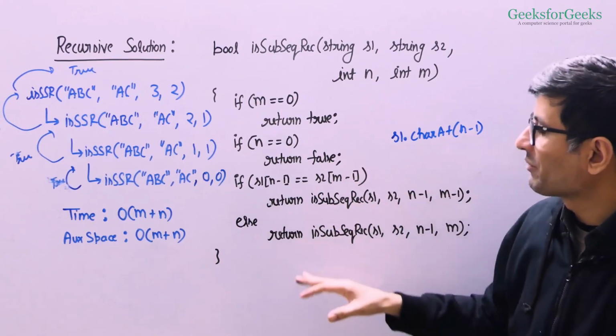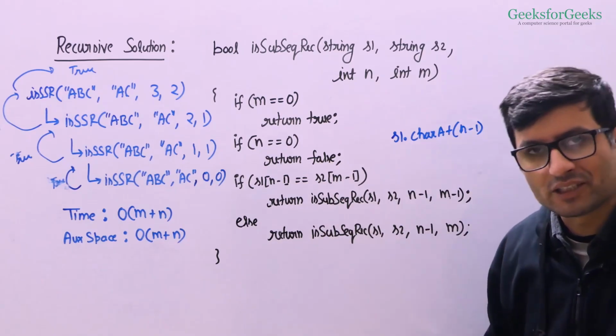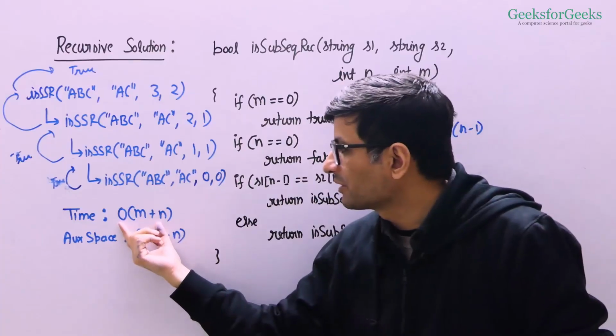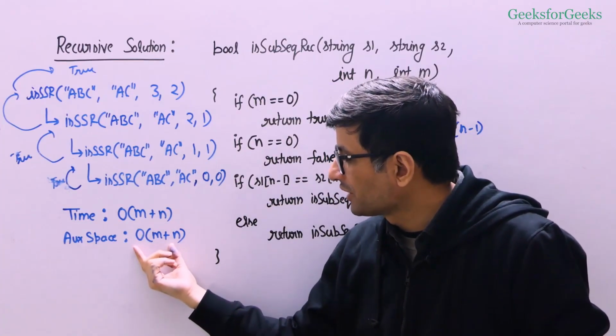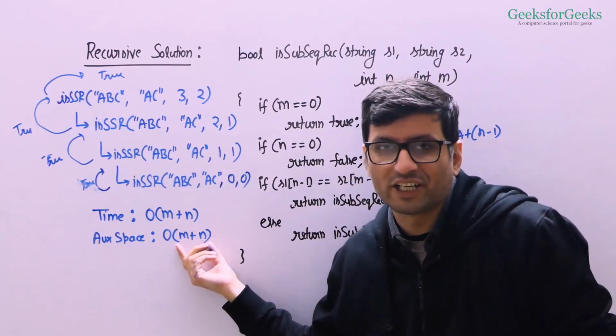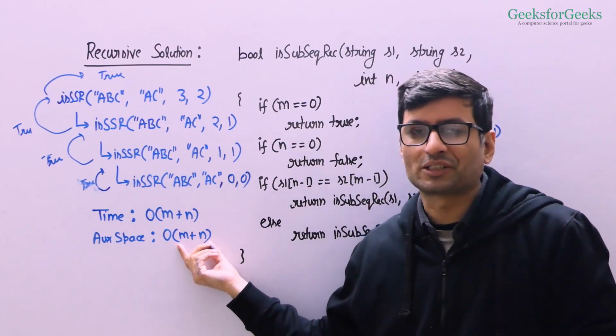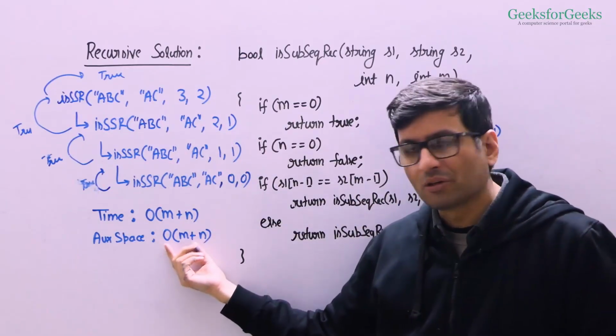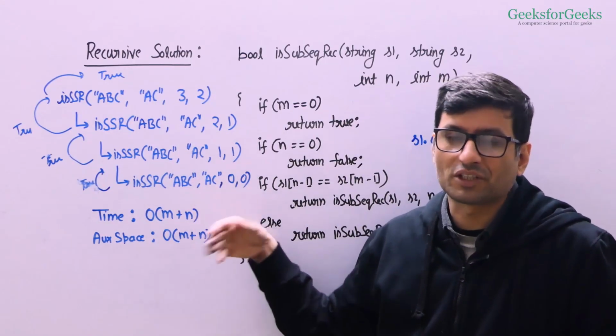Now talking about the time complexity of the solution, it's same as the iterative solution, just that we have written a recursive solution. So time complexity is big O of m plus n. In fact, auxiliary space is also m plus n here, and this is where it's not as good as the iterative solution, right? Iterative solution requires big O of 1 auxiliary space. Here we have recursive calls, so we need big O of m plus n auxiliary space for function call stack.